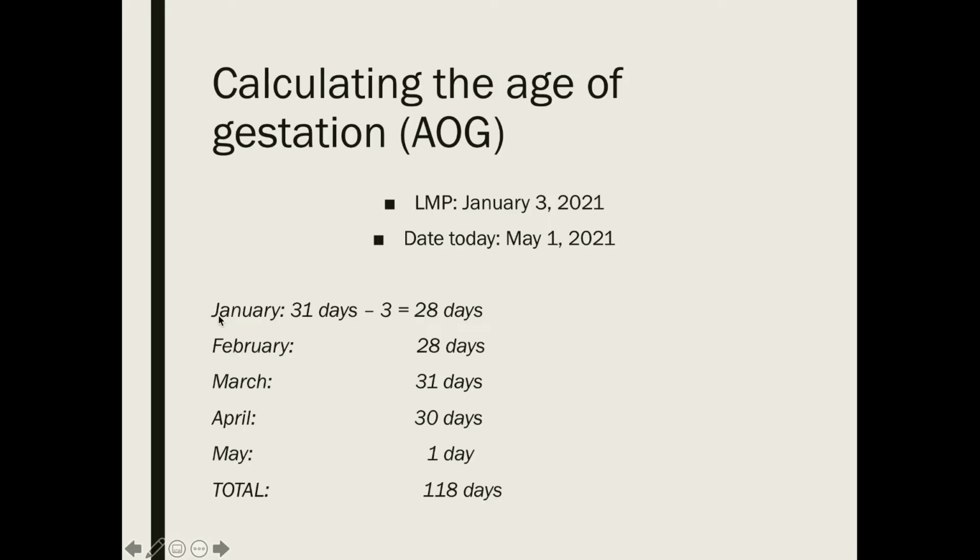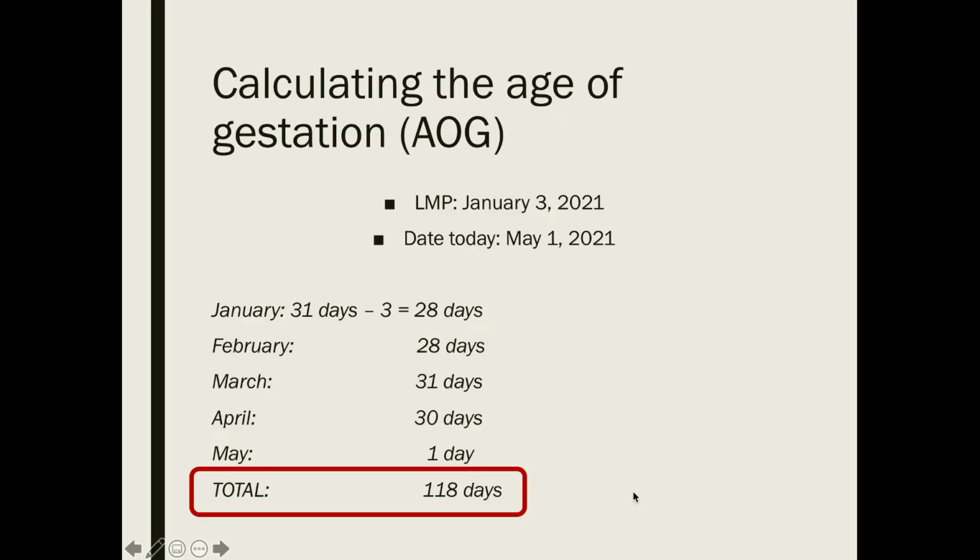First, for January, that's 31 days minus 3 because this is January 3, so we have 28. February, we have 28 days. March, we have 31 days. April, we have 30 days. And May, 1 day, because we are supposing that the date today is May 1. So the total will be 118 days.